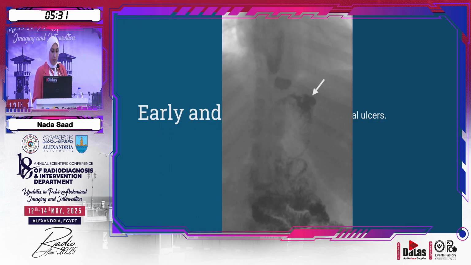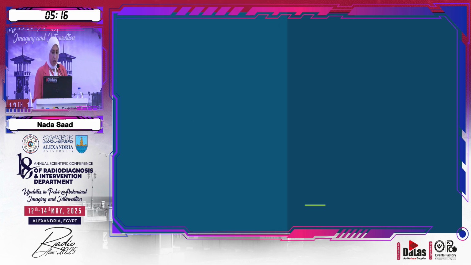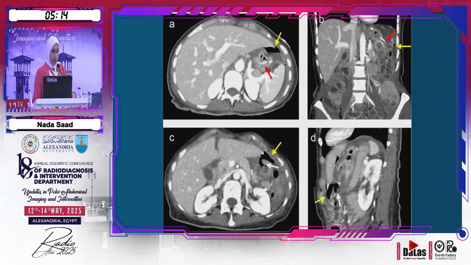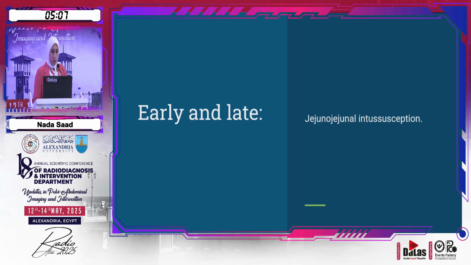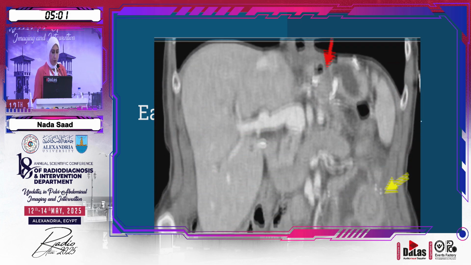Marginal ulcers. This is AP fluoroscopy imaging of a supine patient after ingestion of barium, showing a small outpouching here arising from the proximal jejunum, denoting marginal ulcer, and this marginal ulcer can perforate, leading to pneumoperitoneum, like in this patient. Also, intussusception could be a complication after Roux-en-Y gastric bypass.